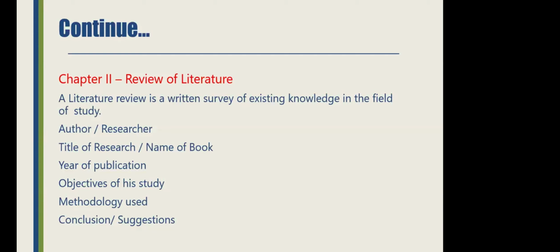The literature review should first contain the author name or the researcher name. Next should be followed by the title of the research. Then it should be followed by the year of publication, when the research has been published or when the thesis has been submitted. And then it should give the objective of the study. Then comes the methodology used in that study, and you should give a conclusion or the suggestion of that study. I have given you two examples for a review of literature.